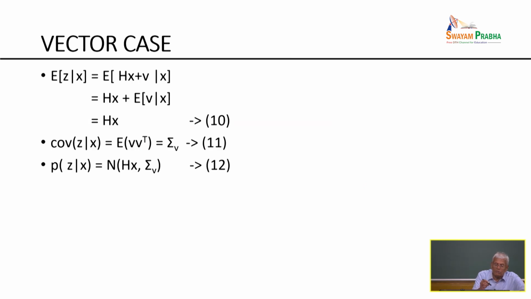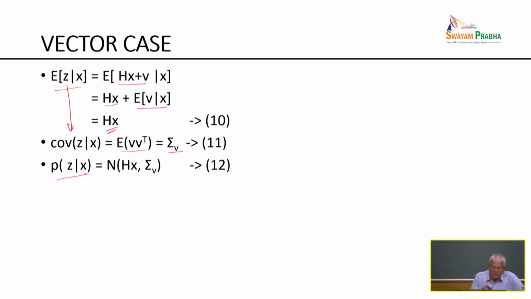Now I would like to compute the conditional expectation of Z given X. For the conditional expectation of Z given X, Z is Hx plus V. If I am given X, X is known, so this is Hx plus the expectation of V. X and V are uncorrelated, the mean of V is 0, so this is H of X. Likewise, we can verify the conditional covariance is given by V V transpose, which is sigma V.